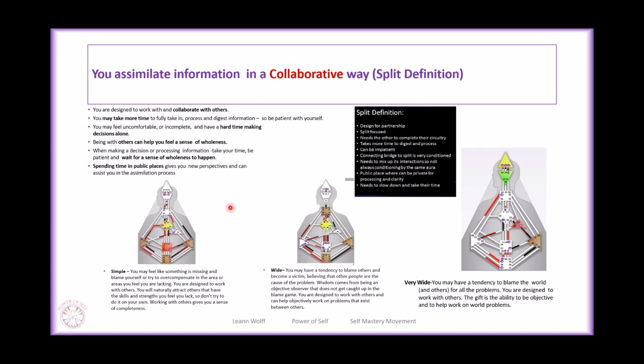Now, what I want you to know is that you are not missing anything. You're not missing anything. You feel like you're missing something, and you want to blame yourself or try to overcompensate in that area, because that's, of course, what the not-self does. It tries to create an agenda. It tries to overcompensate for what you're feeling like you lack. But you are actually designed to work with others, and you will naturally attract others that have those skills or strengths that you feel like you lack, and which most likely you do lack. Because that's the whole point of our human experience. We are designed to collaborate.